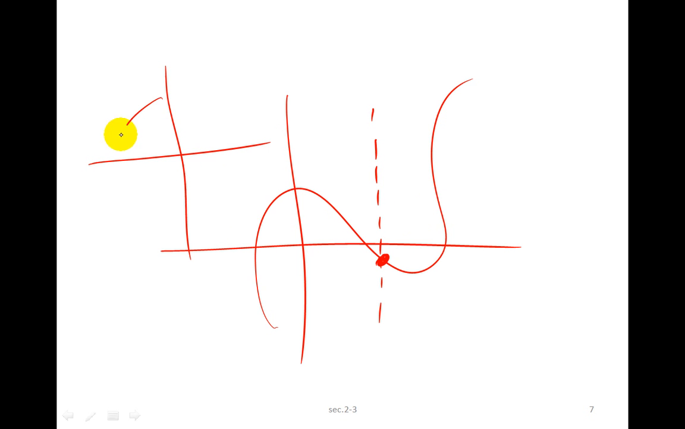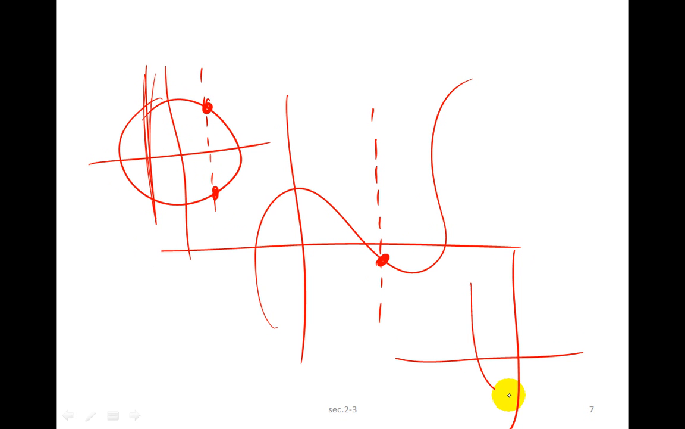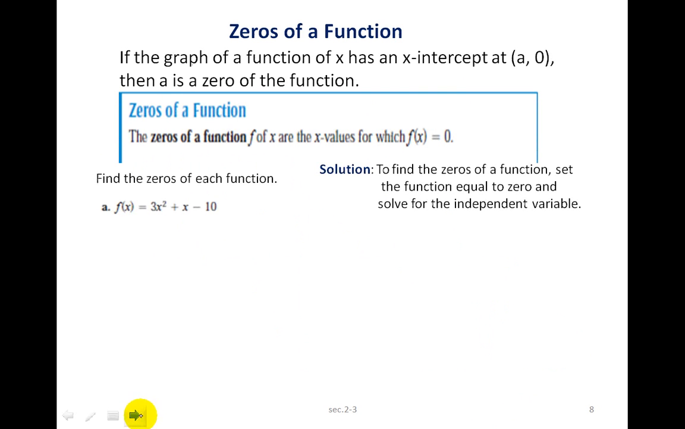But in the case of this circle, if you draw a vertical line, it will touch it at more than 1 point, so I cannot call it a function because the vertical line is going to touch it at more than 1 point. For example, this graph, any vertical line is going to touch it once, so it will be a function. That's the idea to determine a function.